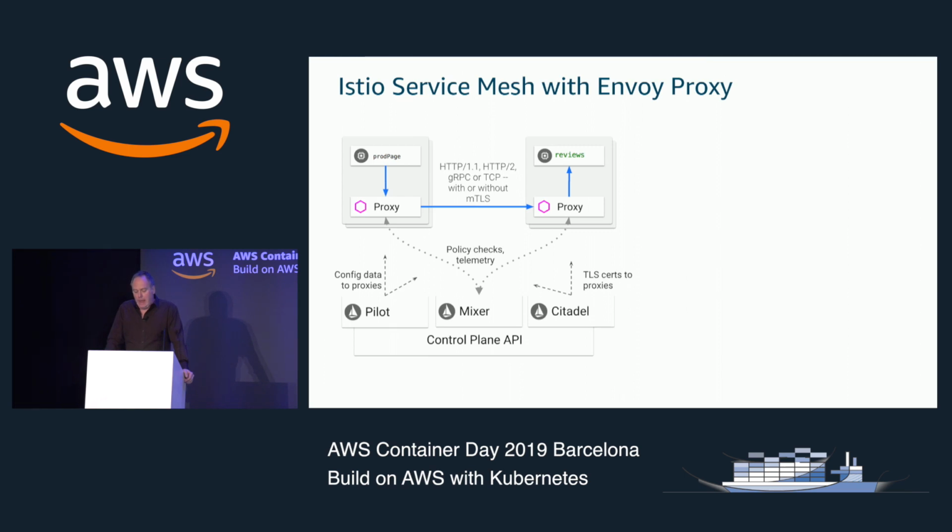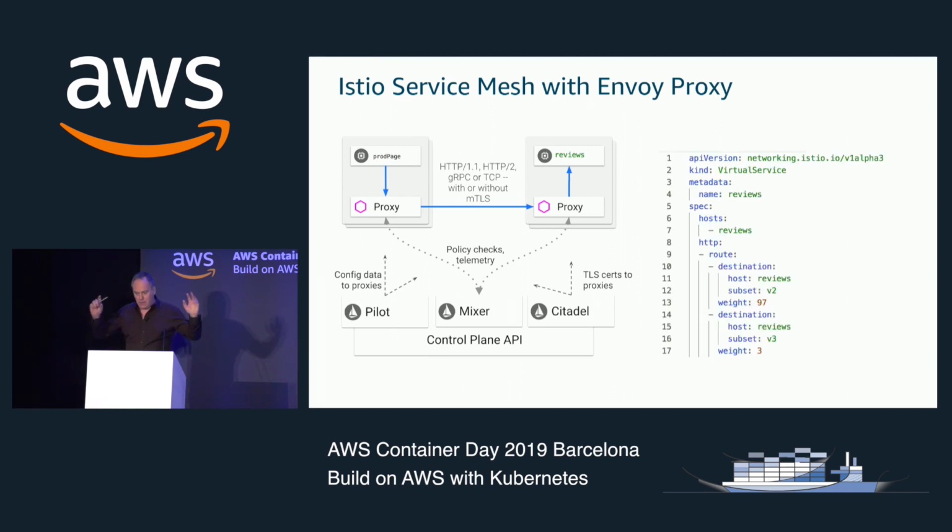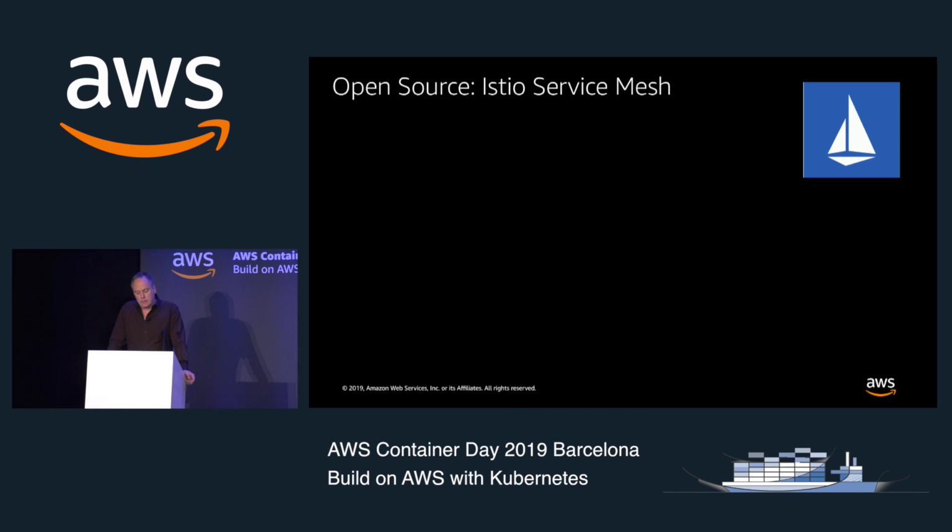And now if you want to do some magic in quotation marks, remember I told you about the ESB that switches based on some criteria from version 1 to version 2? With this small YAML file, which is 17 lines, you can specify that if you call the review service and you use HTTP, then 97% will go to version 2, but 3% will go to version 3 of the review service. And all you do is kubectl apply -f from this little YAML file. And this is how it goes. So that's open source Istio service mesh.